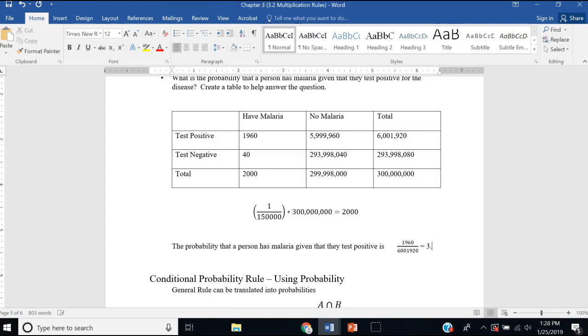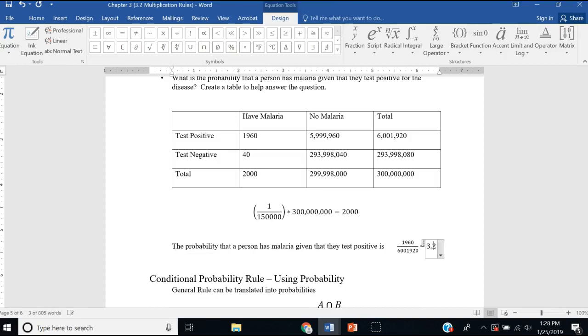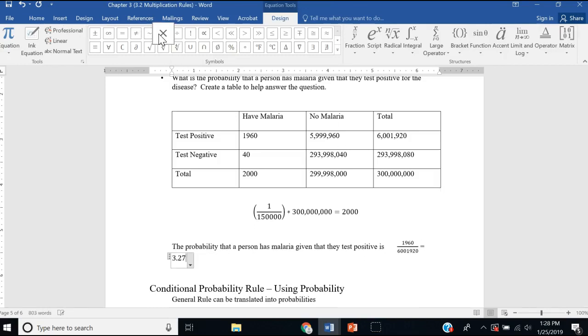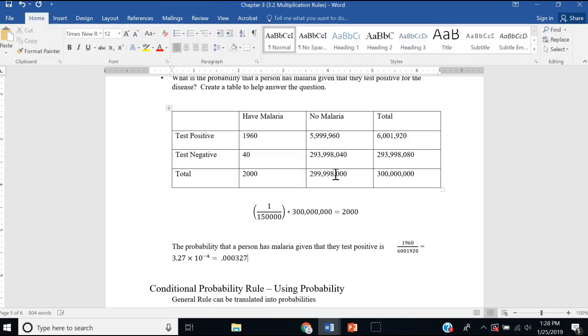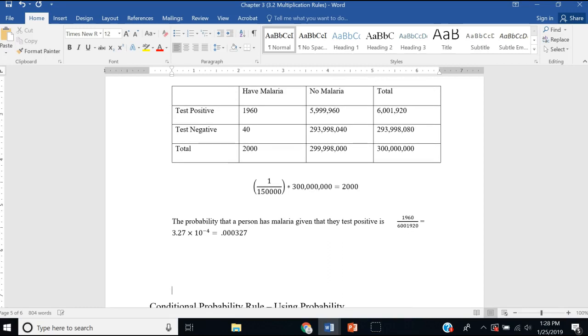We get 3.27. Oops, let me write that in scientific notation. We get 3.27 times 10 to the negative fourth, which again, just writing this down would be 0.000327. Okay. So notice how low that probability is. That probability is extremely low.